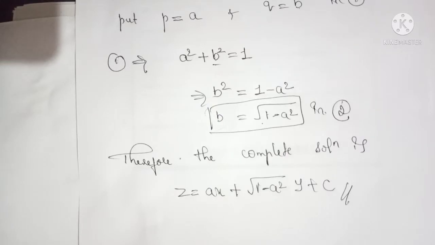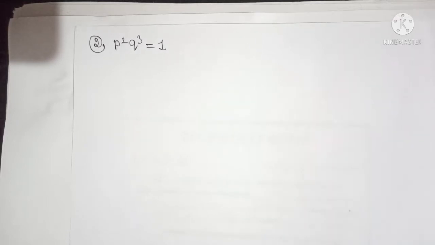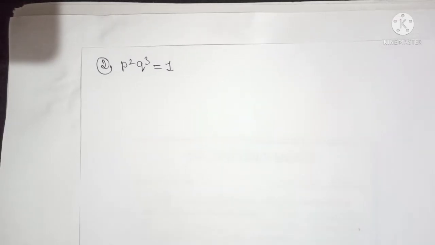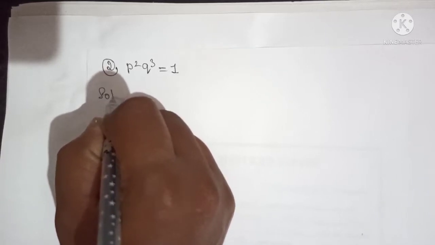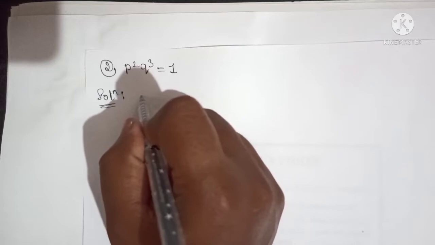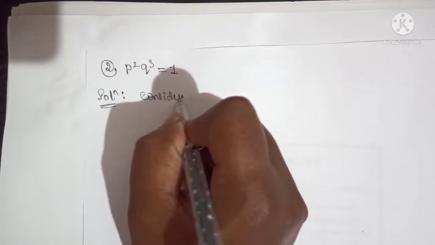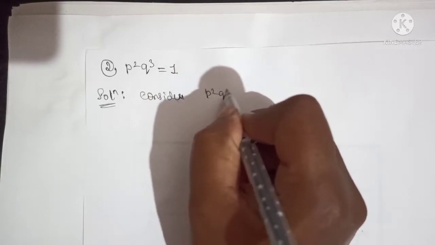Okay, so like this, simply replacing P by A and Q by B and finding the value of B in terms of A, we get the required solution. Okay, next problem, P square into Q cube equals 1. So here also we follow the same steps. That is, consider the given equation as equation 1.